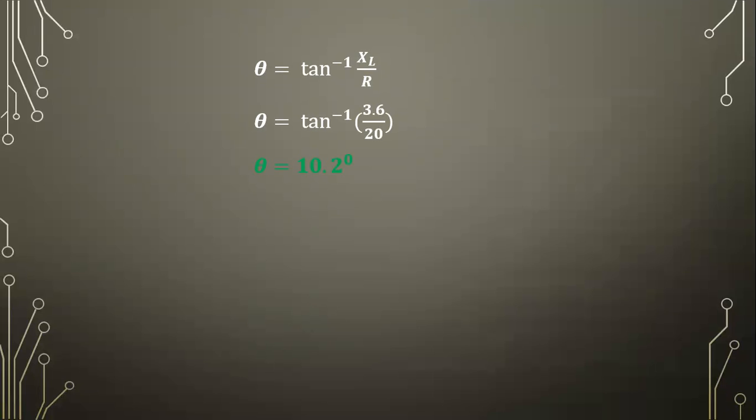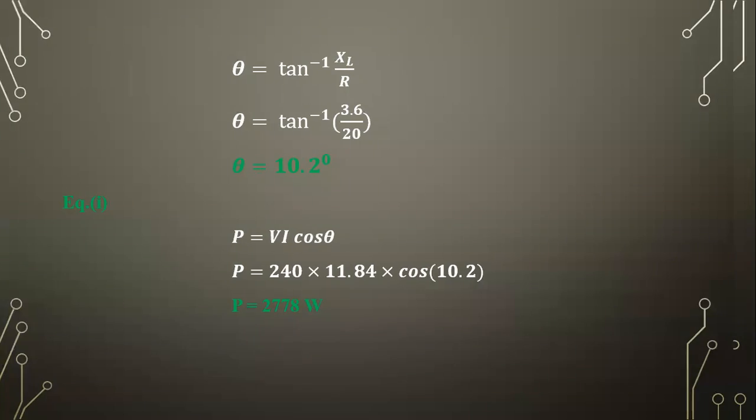So by putting all these values in equation number 1, we can determine the power dissipation. P is equal to VI cos theta, where V is 240 volts, current is 11.84 ampere, and theta is 10.2 degree. So the power dissipation of this electric circuit is 2778 watt. This is the amount of power dissipation in this electric circuit, 2778 watt.